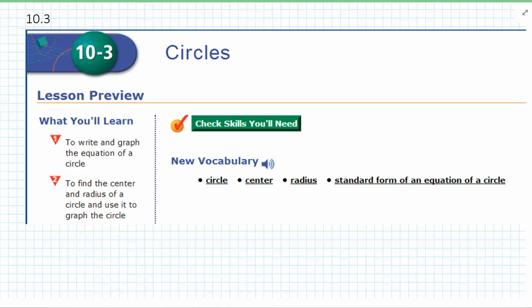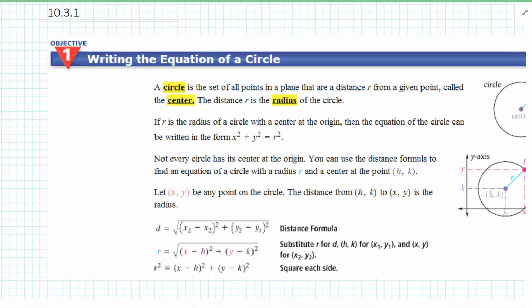Algebra 2, Chapter 10, Section 3. This lesson we're going to discuss circles. We're going to learn how to write and graph the equation of a circle and to find the center and the radius of a circle and be able to graph it. Okay? So let's just jump right into it.